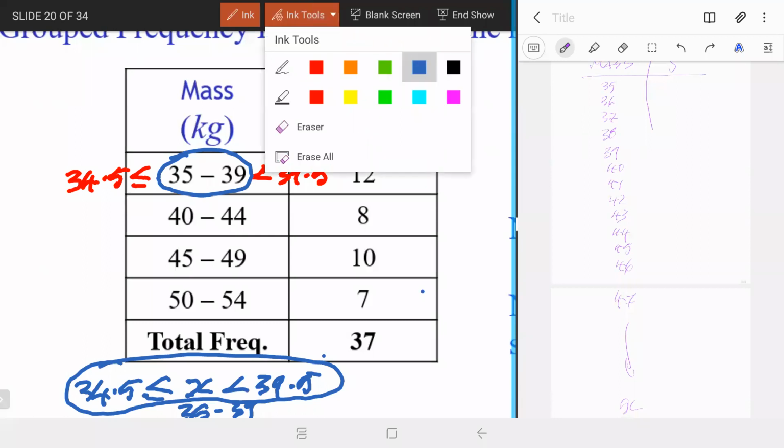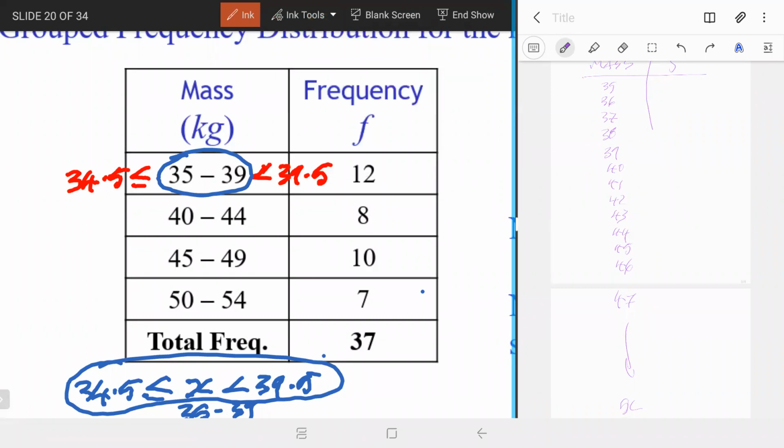The 35 and the 39 are called limit values. They are the class limits. The 34.5 and the 39.5 are the class boundaries. They are the boundaries of the class, like the extremes of the class.